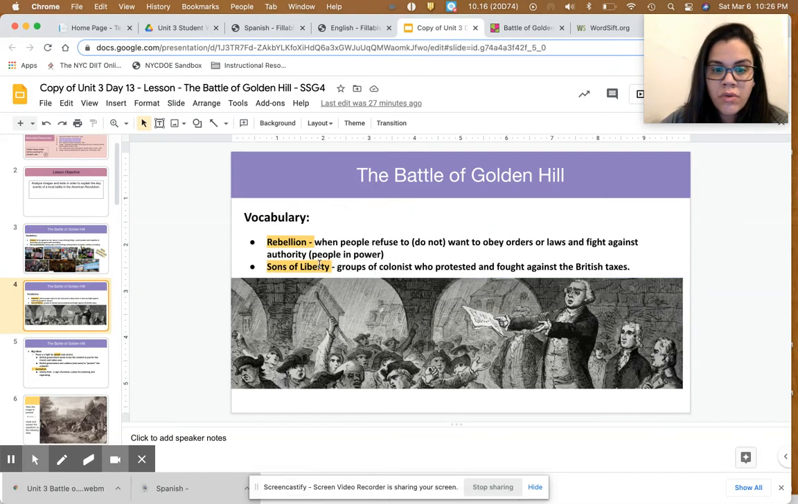Other words are rebellion and Sons of Liberty. Students need to understand that the Sons of Liberty are groups of colonists who protested and fought against the British taxes.